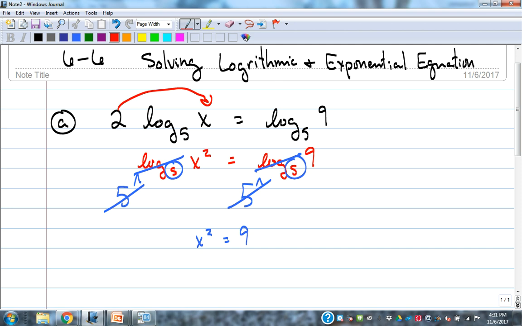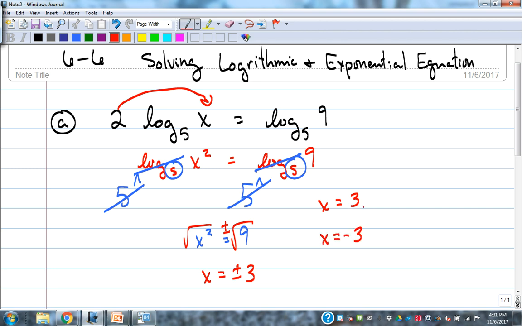So how do we solve this? Square root. So I take the square root of x squared and the square root of 9. If I take the square root of 9, what do I have to remember? Plus or minus. Okay, so what's the square root of 9? Plus or minus 3. So we got two answers. x equals 3, x equals -3.